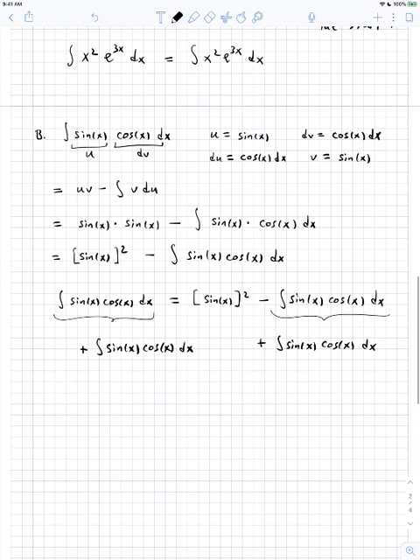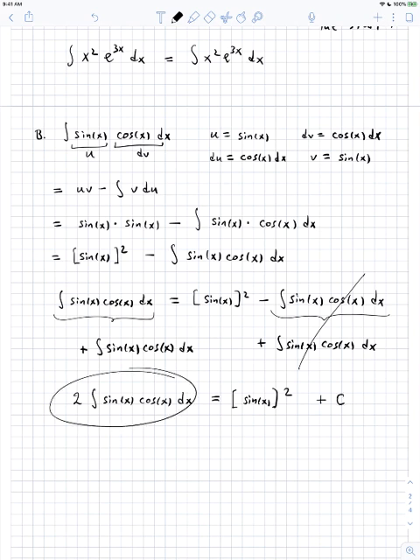Then on the right side, the terms cancel, but on the left side they double up. And you end up with 2 times the integral of sine of x cosine of x dx. And that's going to equal the quantity sine x, that quantity, squared. Now at this point I need to put in a plus c.